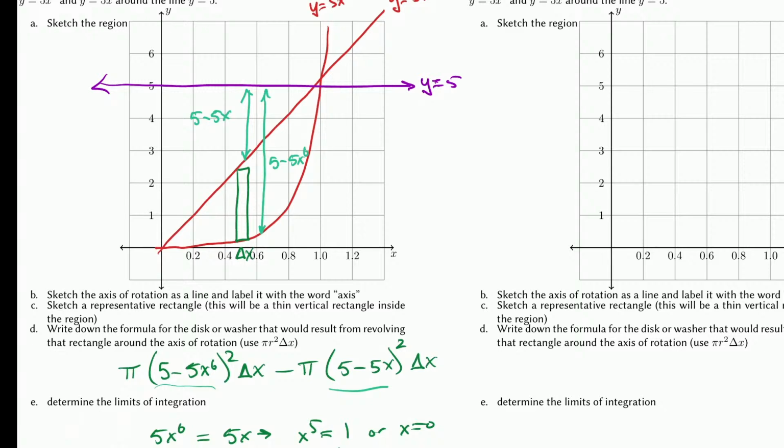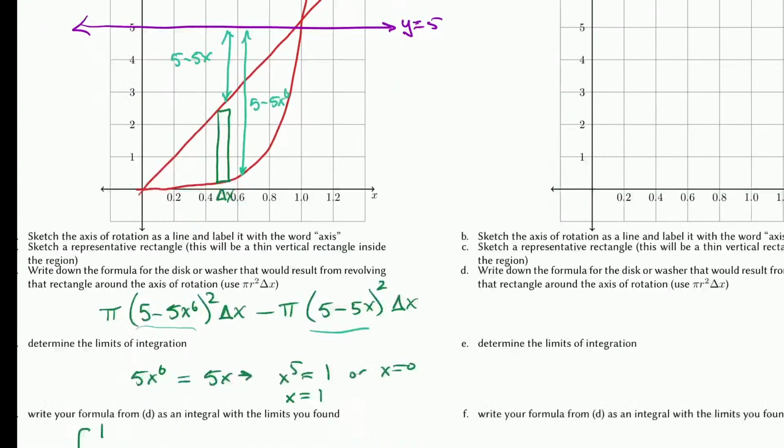Getting limits, you probably could figure it out just looking at the graph, but do the algebra, set these two graphs equal to one another.